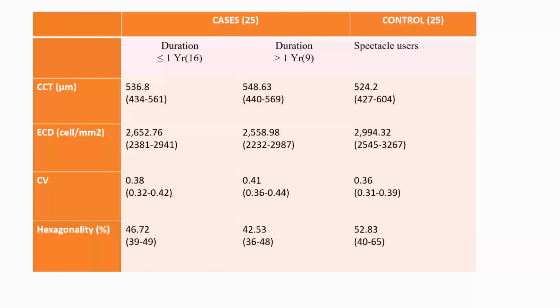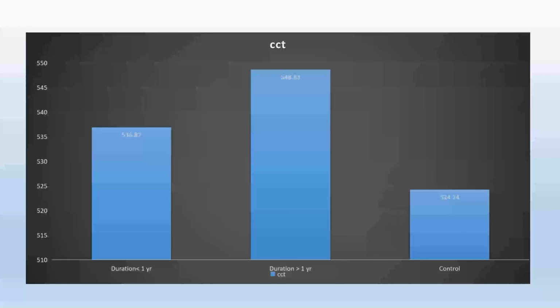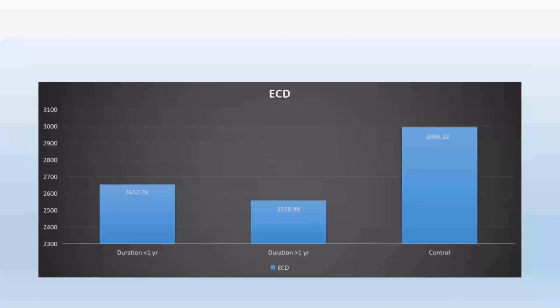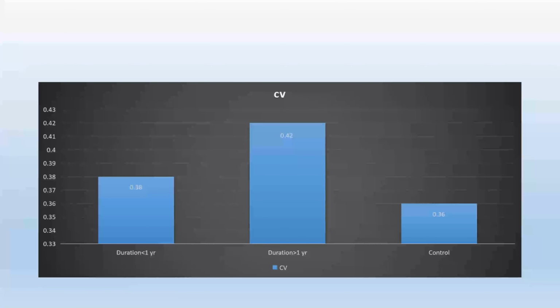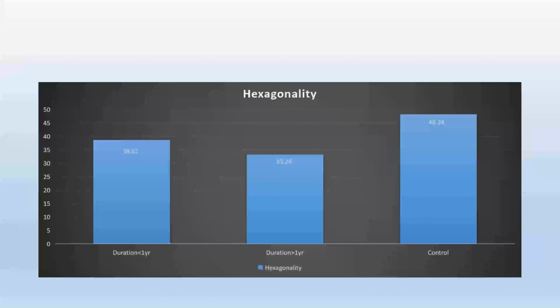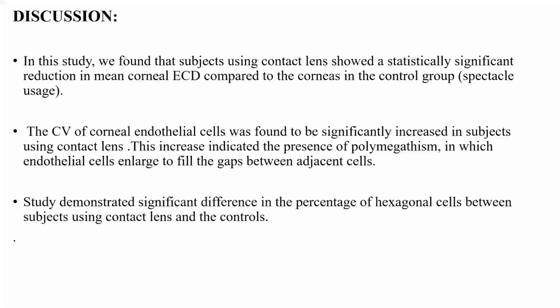Percentage of hexagonality has reduced compared to the controls, while it was 52.83 in controls and 46.72 and 42.53 in less than 1 year and more than 1 year usage of soft contact lenses. These are the graphical representations of the same. This is central corneal thickness, which has increased. Endothelial cell density has reduced. Coefficient of variation has increased, and percentage of hexagonality has reduced.